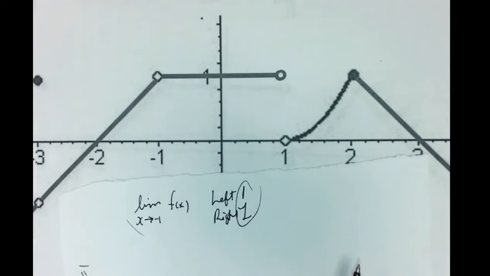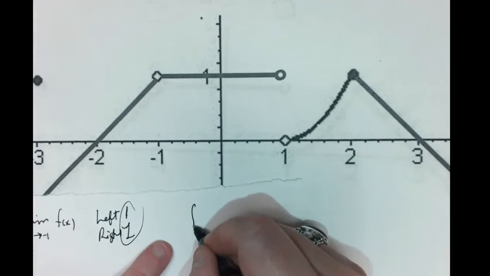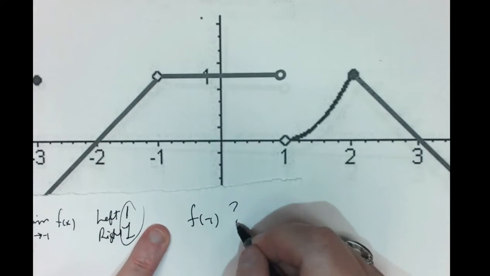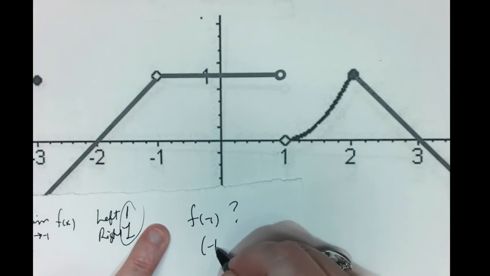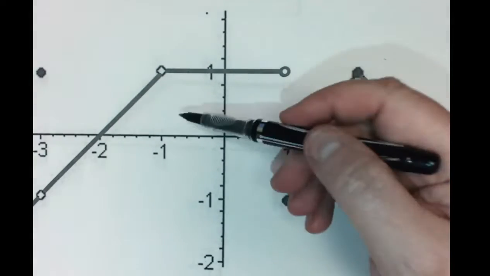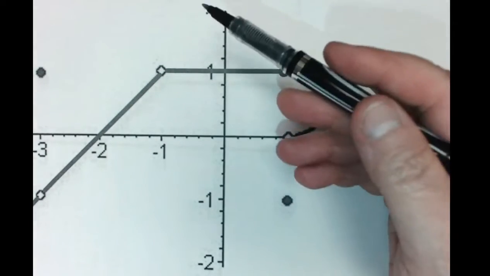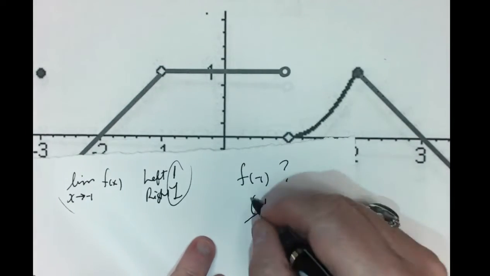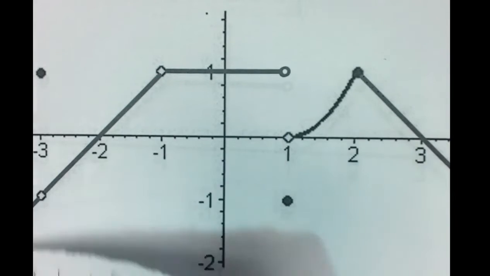Now, what is f evaluated at -1? Well, you have to find the point whose x coordinate is -1. And when I look at this, there is no point whose x coordinate is -1. So this does not exist.